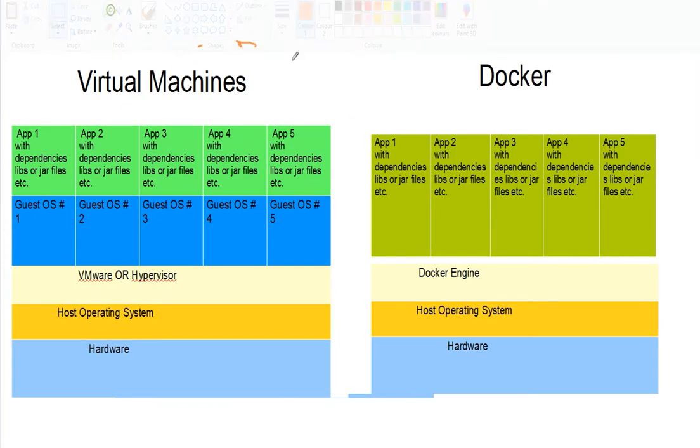Now here is the picture of a Docker, a block diagram of the Docker. This one, you see, as in the case of Docker, we have hardware and a host operating system like our computer, and then in place of VMware or hypervisor, we have a Docker engine on our host operating system. And the Docker does not create its own different guest operating systems, it just has different apps with libraries and jar files in the form of containers. Like this is one container, this is another container, and this is another container.